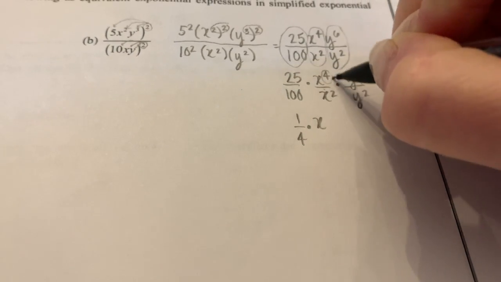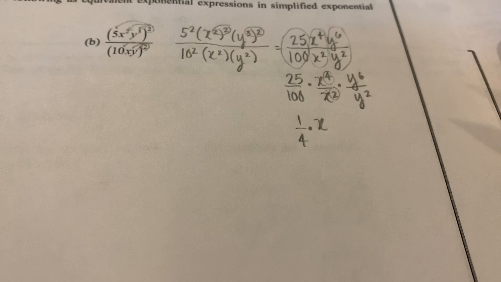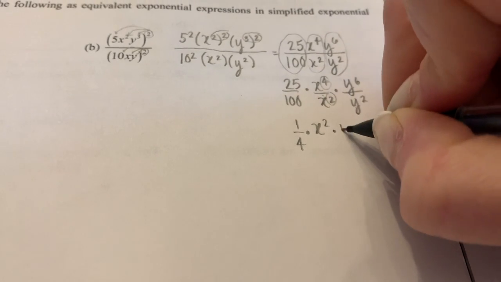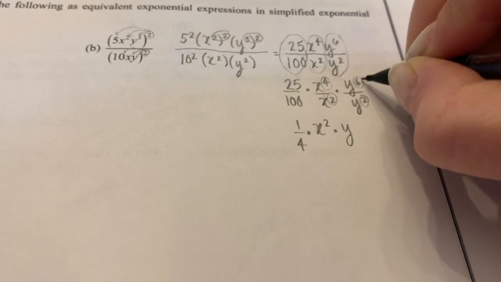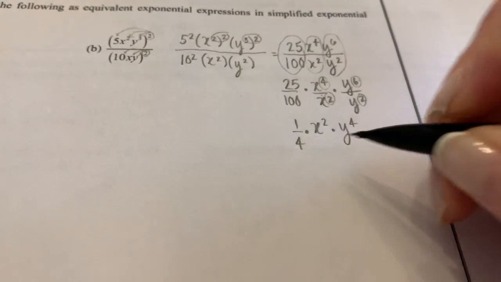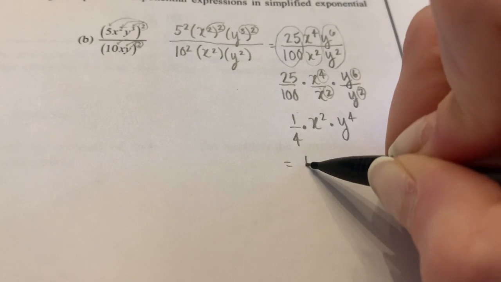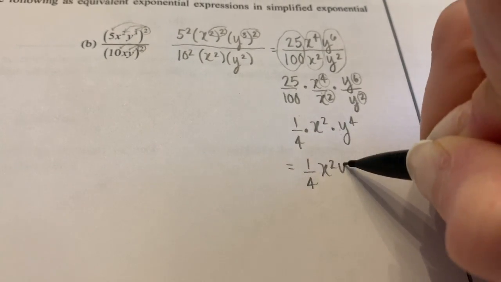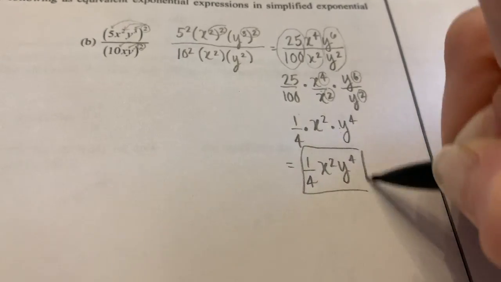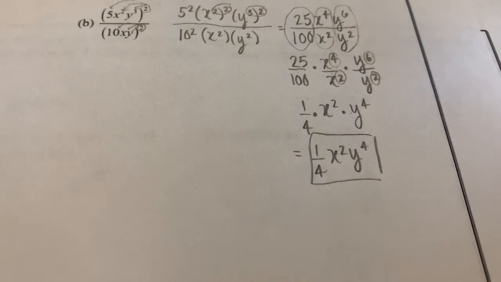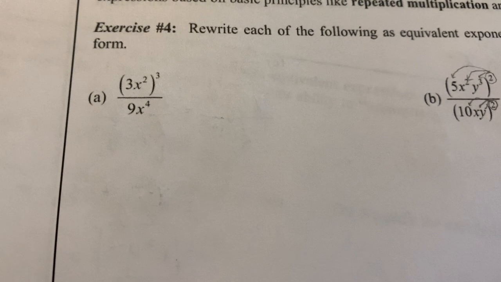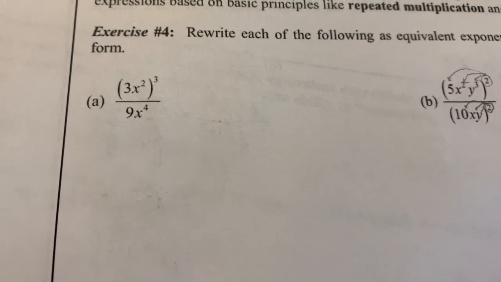We keep the base and subtract the exponents. So 4 minus 2 is 2, times, keep the base, subtract the exponents. 6 minus 2 is 4. So as a final answer, you would just write it without the dots: 1/4 x squared y to the 4th. Voila. Okay, so I would like for you to try A on your own. So pause this, give that a shot, and then unpause to check.